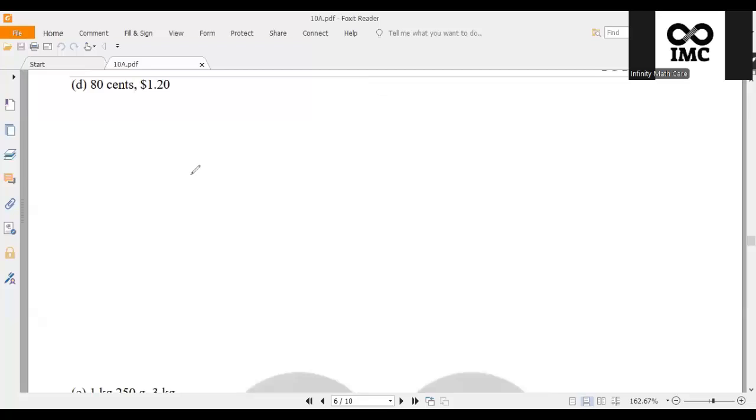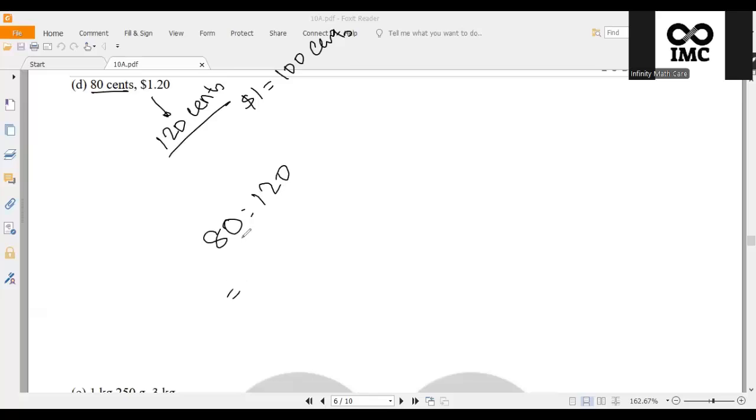Question number D, 80 cents, $1.20. So cent is already given, but we need to convert this dollar into cent. So $1 equals 100 cent. So $1.20 will be 120 cents. Now 80 cents and 120 cents. Now do the ratio. 80 is to 120. Now divide both by 40. 40 2s are 80, 40 3s are 120. Simple. And the fraction form is 2 by 3.